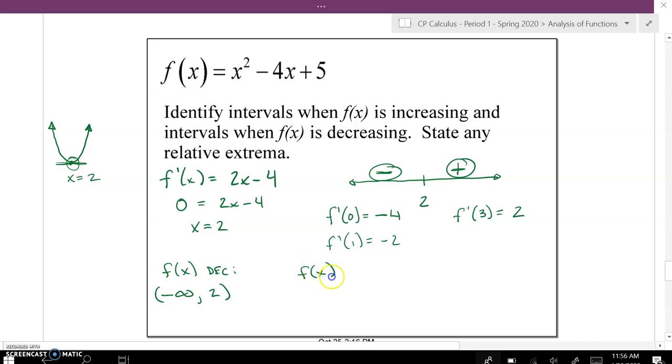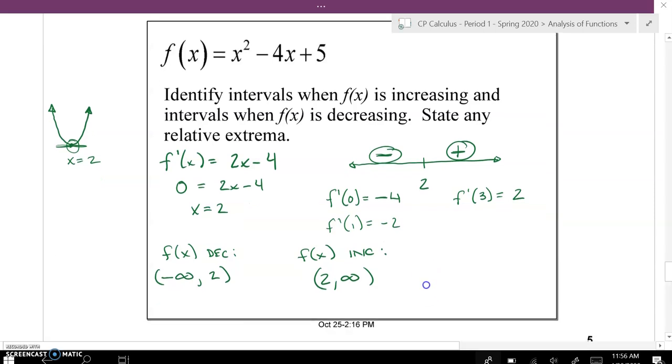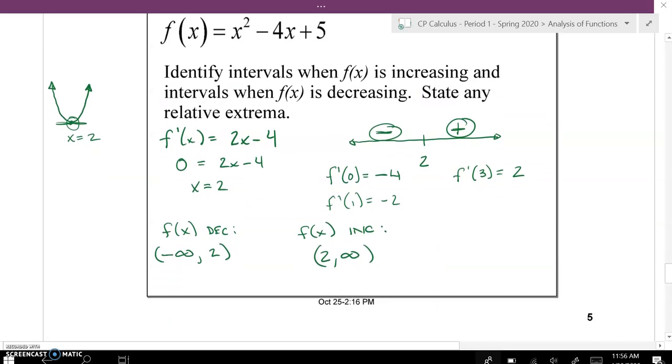Where is it increasing? Well, we see that we have positive values there. So f of x is increasing from 2 on, not including 2. So everything from 2 to infinity is an increasing interval, and that's how I indicate where my increasing interval is. And the last thing it asks for is to state any relative extrema. Again, relative extrema happen at critical values, but it has to go from one sign to the other. For it to be a relative max or min, you have to be changing from minus to plus or plus to minus. In this case, we're going from minus to plus.